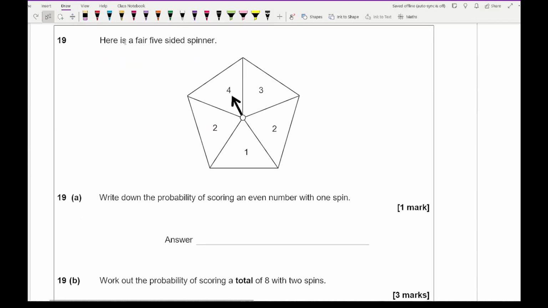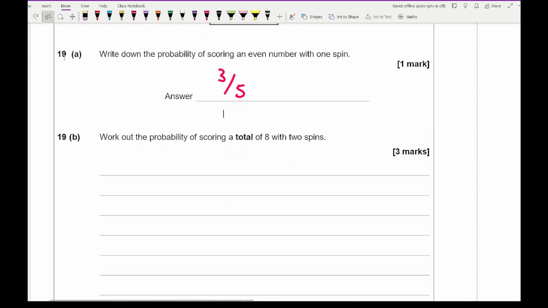Moving on to question 19, it says here is a fair 5-sided spinner. Work out the probability of scoring an even number with one spin. So in terms of the even numbers, that's 2s and 4. So here we've got 3 out of 5 options. So there is our probability. For question 19b, it says work out the probability of scoring a total of 8. Well, there's one or two ways in which you could do this.